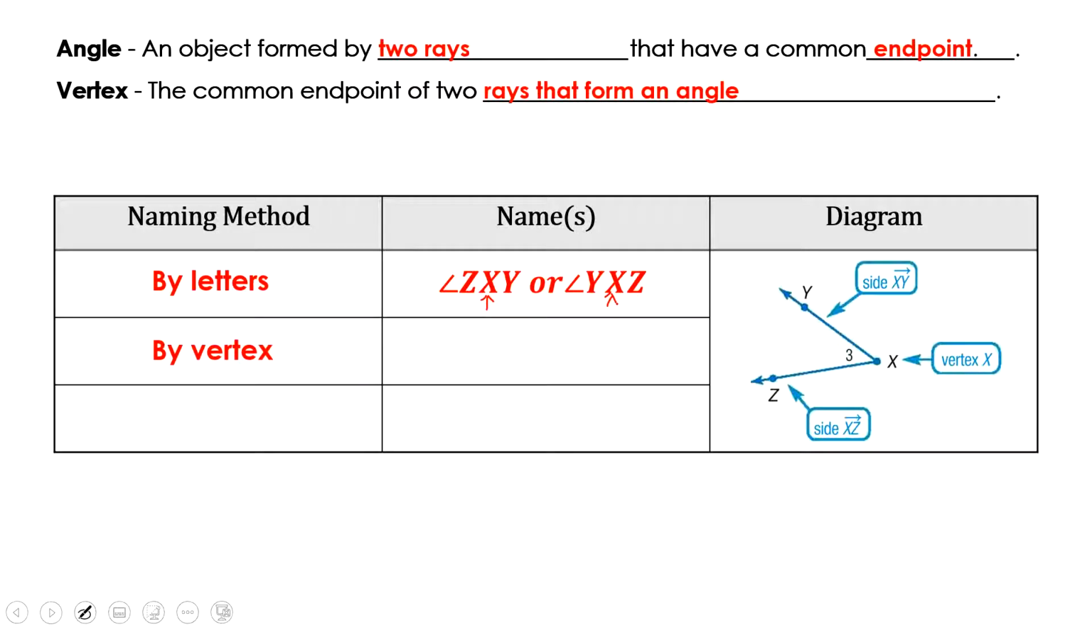We can also name an angle by its vertex. If the angle is sitting out by itself, we can call this angle angle X. It works that way. We just name it by the vertex.